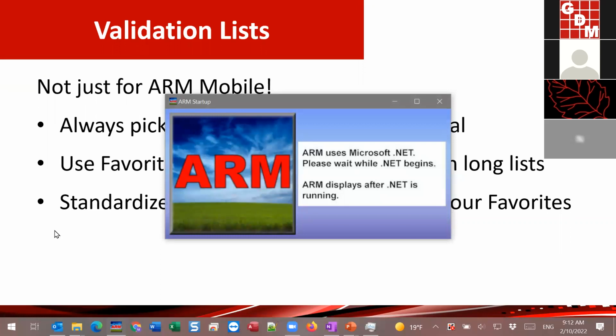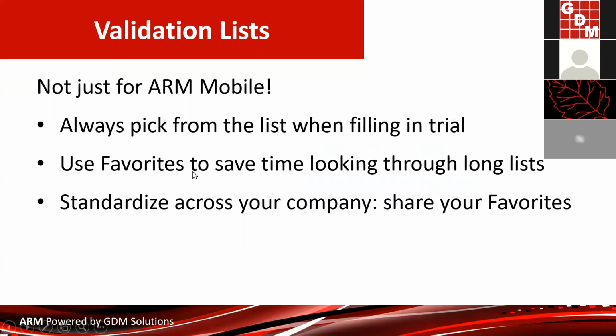So you're going to want to use those favorites or the personal lists. That'll help you save time looking through those lists. Once you find it once, put it in your personal list so that you only have a half dozen or 20 items in that list of things you typically use and see, so you're not always looking through the master list to find those items.